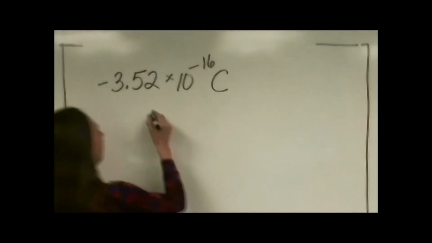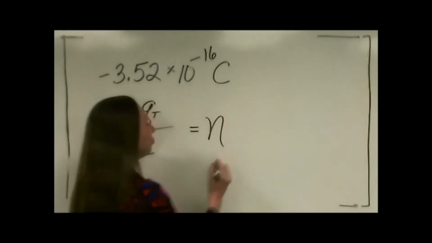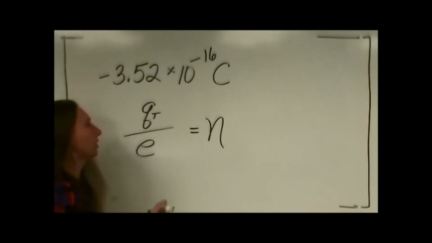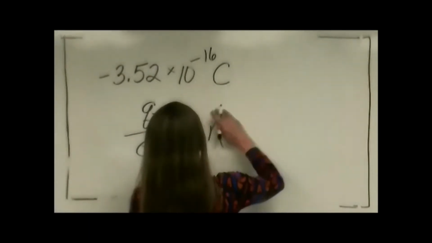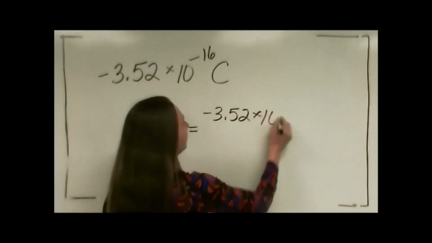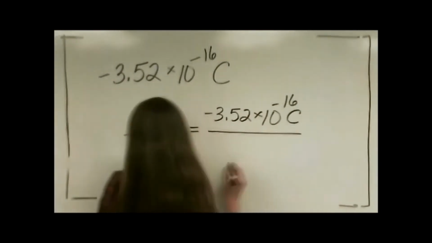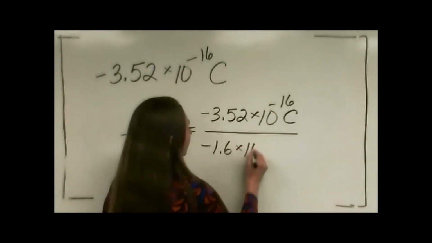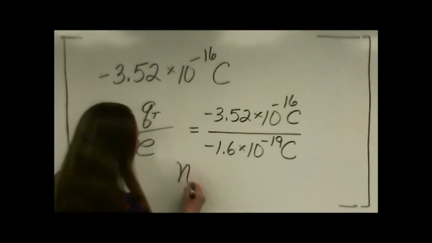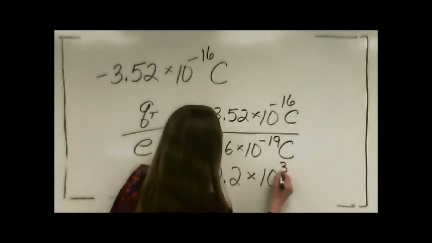Let's check. Total charge divided by 1 elementary charge gives you the number of electrons. If it comes out a whole number, then it is possible. The total charge is negative 3.52 times 10 to the negative 16, watch your exponents, coulombs, divided by negative 1.6 times 10 to the negative 19 coulombs. Well, what we get is that N equals 2.2 times 10 to the third.